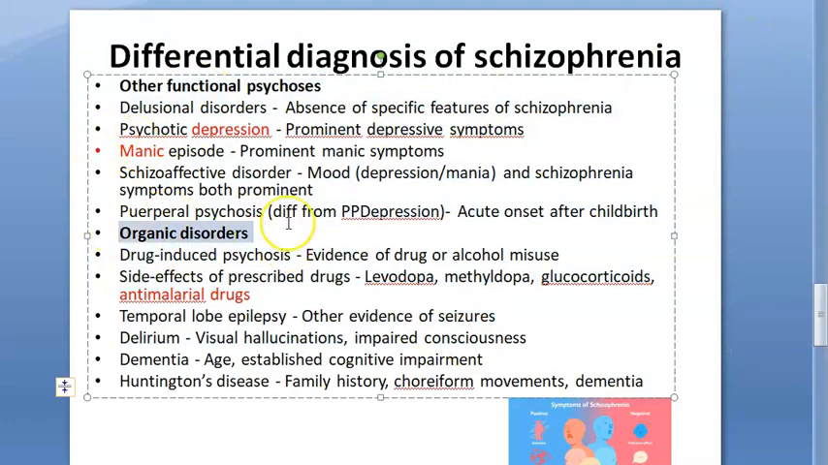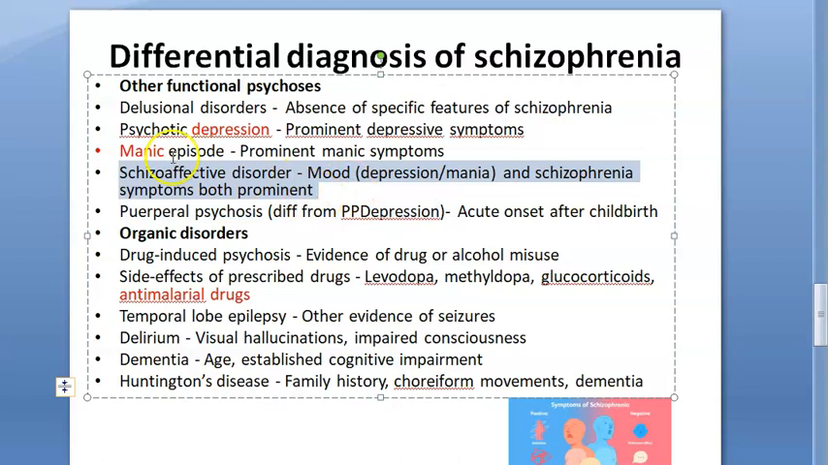It could be some organic disorder, like some drugs they are taking, or there could be some problem in the brain, temporal lobe epilepsy, delirium because of alcohol, etc. If they have dementia because of age, or Huntington's disease, first rule out these. And other functional psychosis like puerperal psychosis, after childbirth, if that lady is behaving like that.